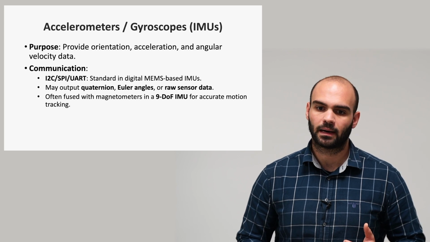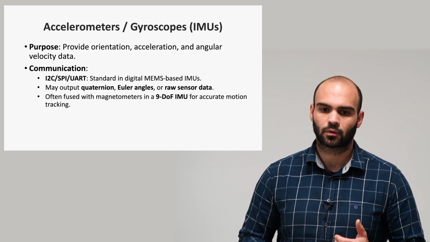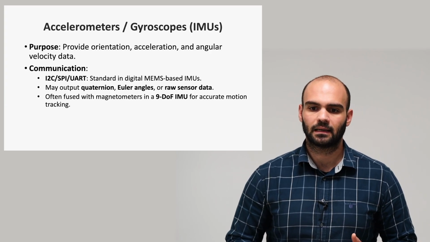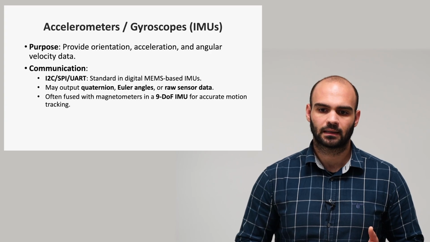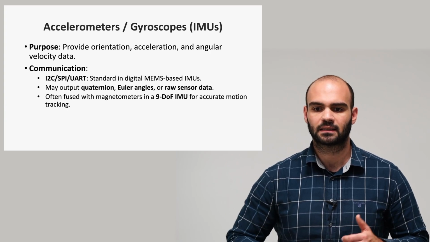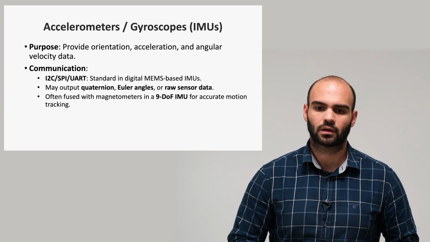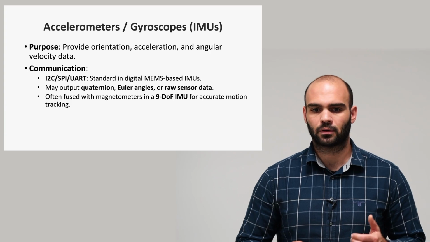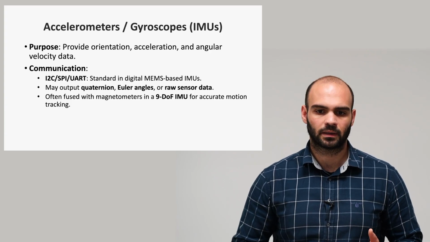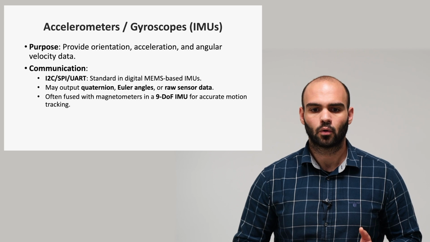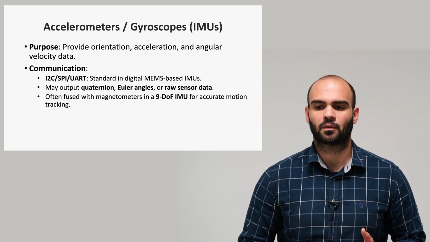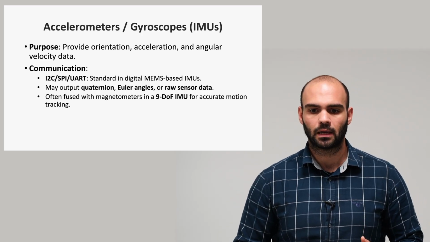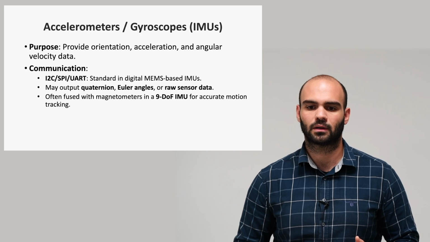Accelerometers and gyroscopes, often combined into an IMU, are crucial for providing data about a robot's orientation, acceleration, and angular velocity. They typically communicate over I2C, SPI, or UART, and can output different types of data such as raw sensor values, Euler angles, or even quaternions for more complex motion tracking. In more advanced systems, IMUs are combined with magnetometers, forming what's known as a 9-DOF IMU, which gives highly accurate positioning and movement information. These sensors are widely used in robotics for balance, navigation, and motion control, making them essential for drones, mobile robots, and humanoid systems.